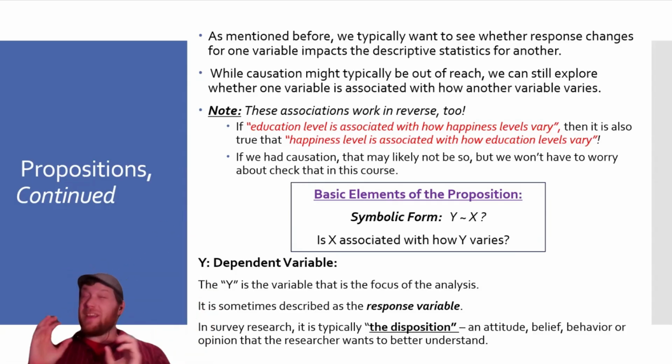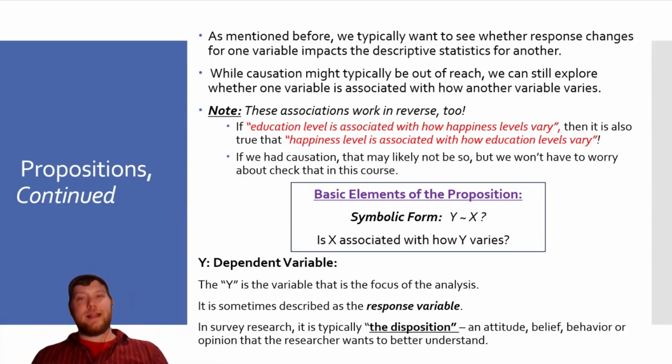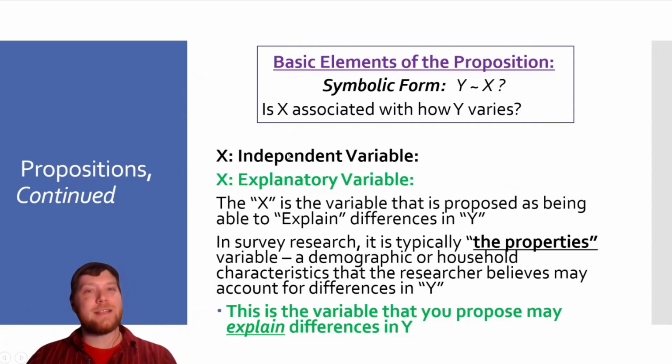So typically, what we will try to do is see certain responses and how our dispositions might be impacted by certain different properties, which is then the X variable, the explanatory variable. It explains, hopefully, those differences in why. So in survey research, it's usually the properties, demographics, or household characteristics the researcher believes may account for these differences in why. So this is the variable you propose to explain these differences in how the Y variable, or the response variable, seems to be changing.